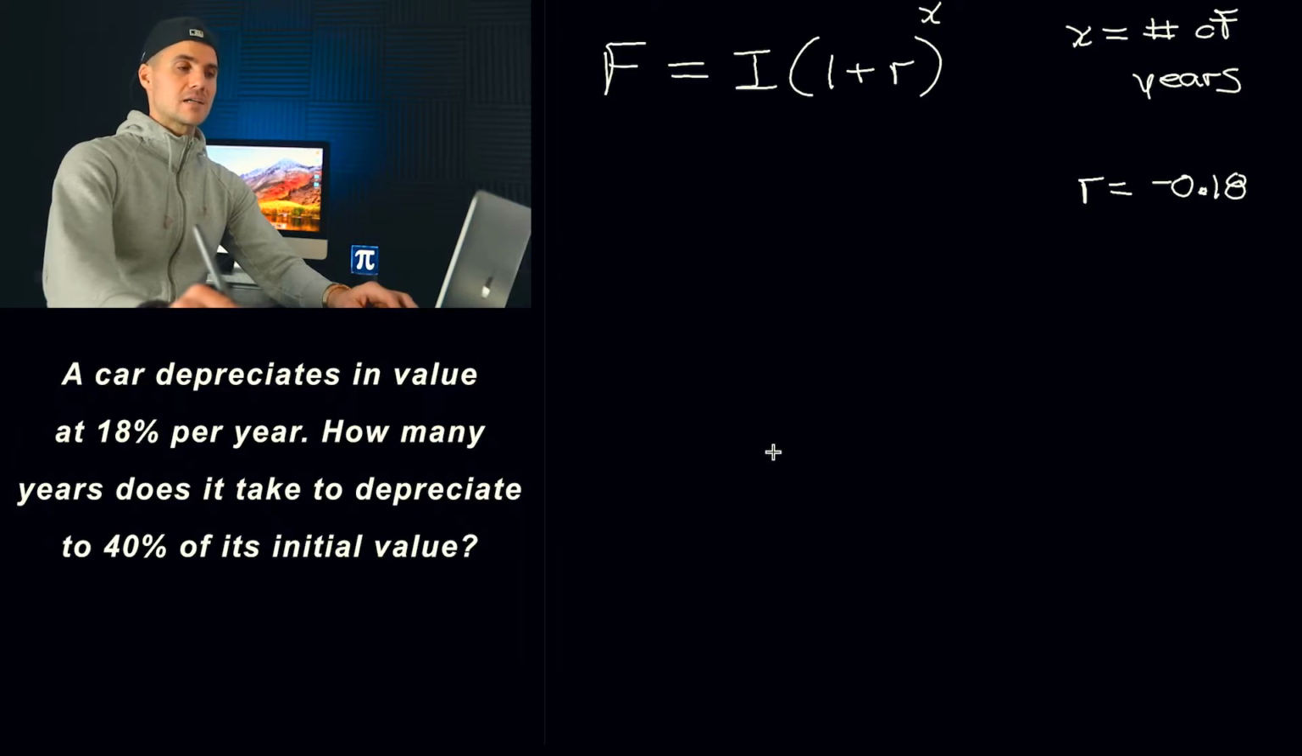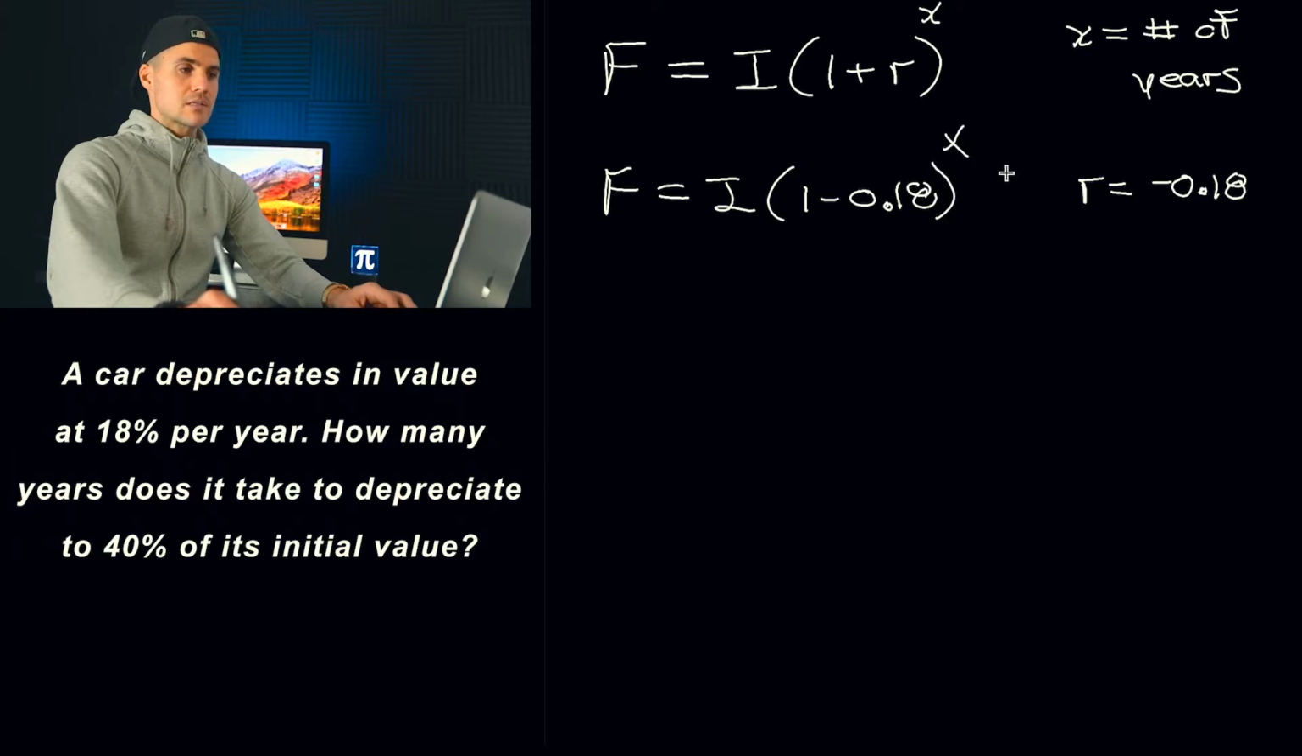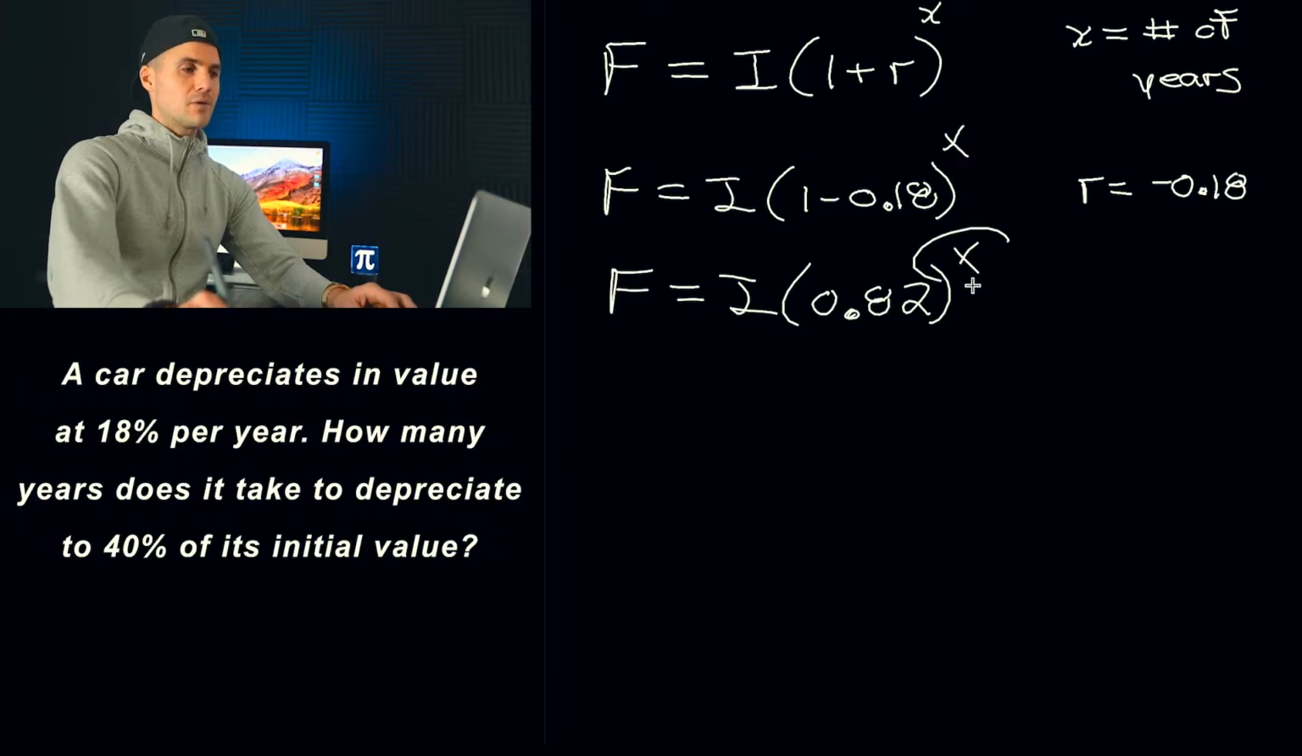And what they're asking us is how long is it going to take for the car to depreciate to 40% of its initial value? So let's first set up the equation with the r. So I'm going to bring in the r here. This would be 0.18 like this. This is going to be to the power of x. And then notice that this bracket here, that's going to simplify to 0.82 to the power of x. But notice, how are we going to solve for this x if there's all these other variables floating around, right? We don't have a dollar amount to plug in for this I.